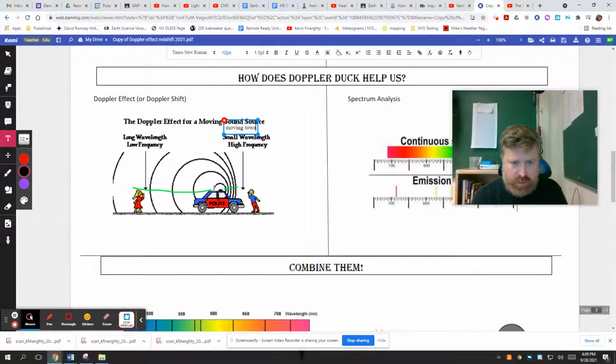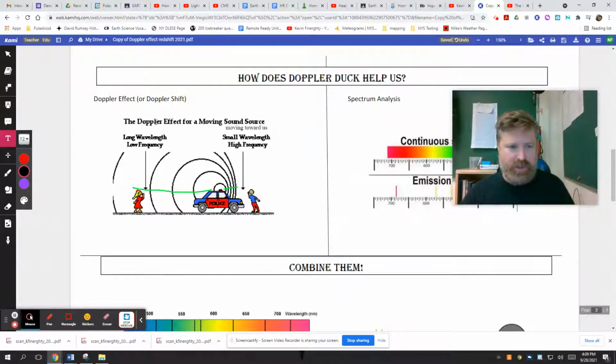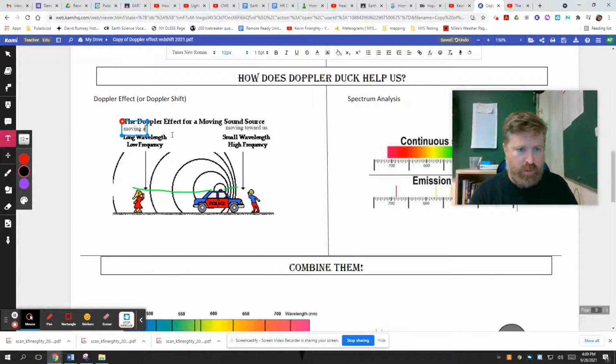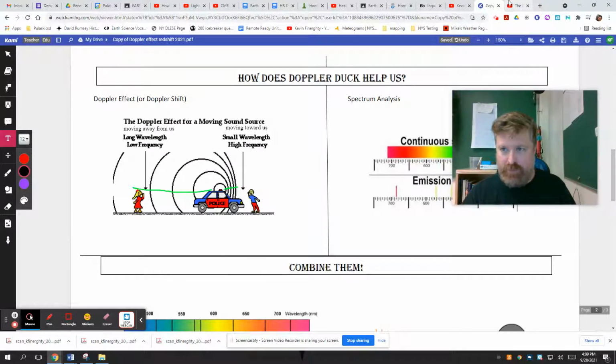Moving toward us. That will happen. The wavelengths get smaller, the frequency gets higher. Don't worry about frequency necessarily, but that'd be why you hear it as a higher pitch. Whereas over here, as it's moving away from us, it is a lower pitch, a longer wavelength. Okay. Most people don't argue with that too much.